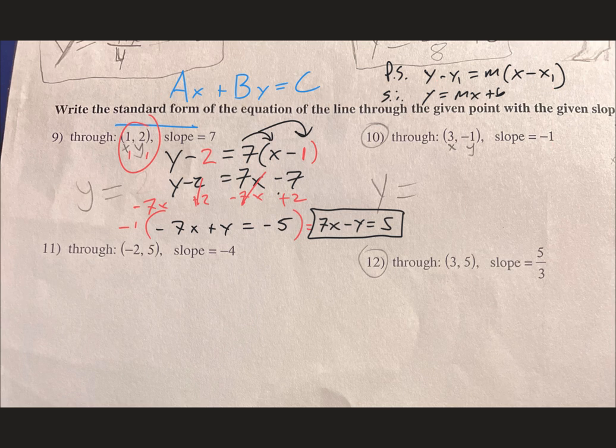But keep in mind, the A is always positive. We write that by saying it's greater than 0. It has to be greater than 0. So if you end up with a negative A, you have to do what I did here, multiply everything by negative 1.